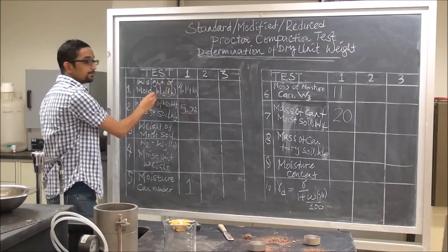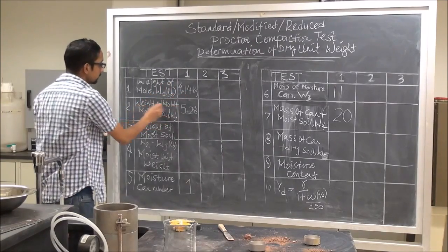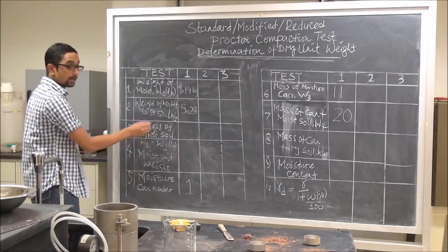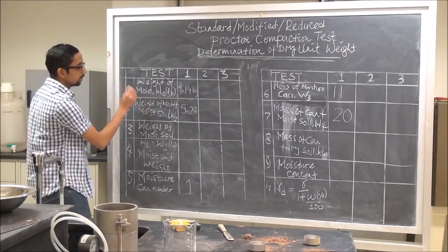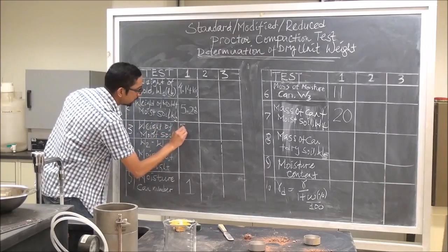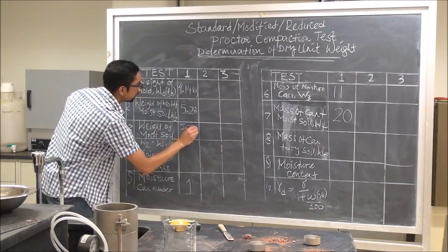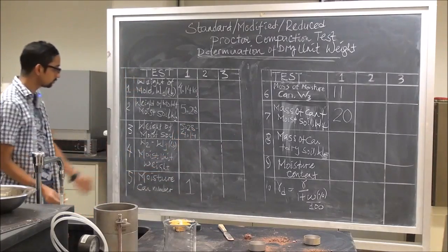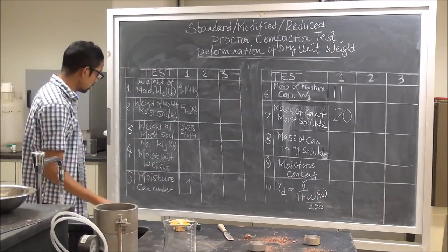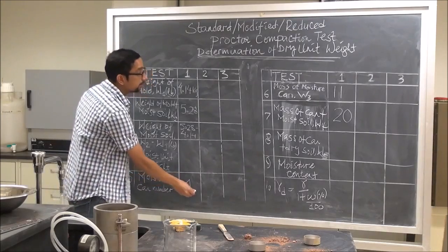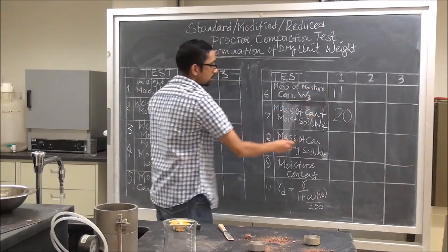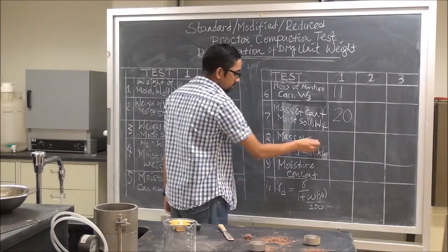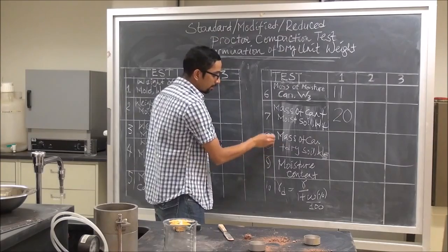So we took the mass of mold, weight of mold and moist soil. So now we can find the weight of moist soil by subtracting 2 minus 1. So this would be 5.28 minus 4.14. Okay? Then we have the moisture can number, we have the mass of moisture can, we have the mass of can plus moist soil. After 24 hours, you will be filling in this row number 8.